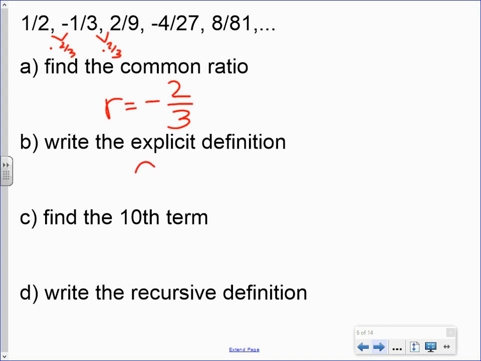So what this would look like is that a sub n is 1/2 times -2/3 to the n minus 1 power. And that will take care of both the flip-flop sign and the fact that we are multiplying by 2/3 every time.